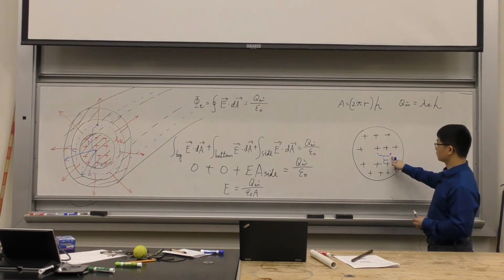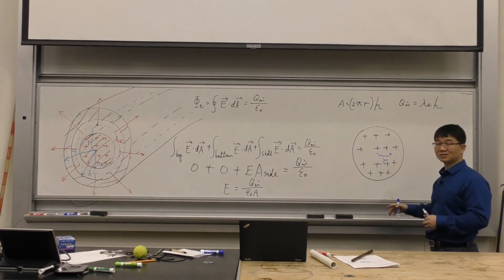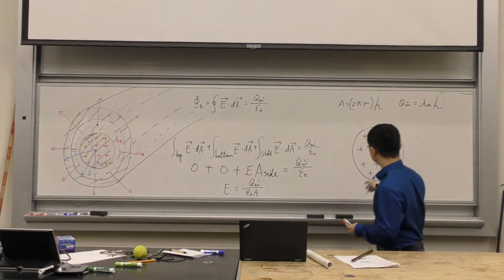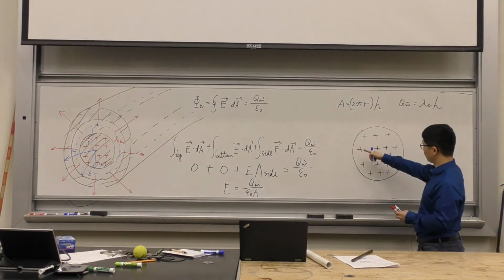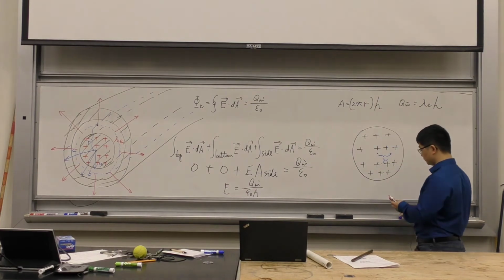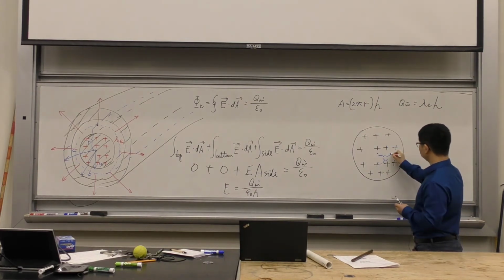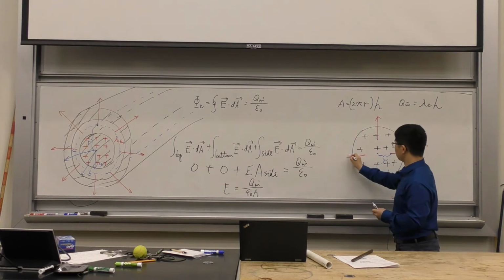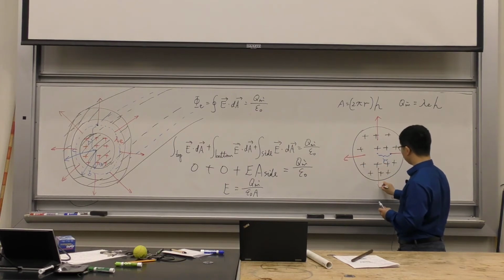Again, what is the direction of the electric field at this point? We've done this so many times. The electric field must be radially outward, because this is all positive, it's totally symmetric. Outward. What is the electric field at this point? Also has a distance r from the center. Outward.